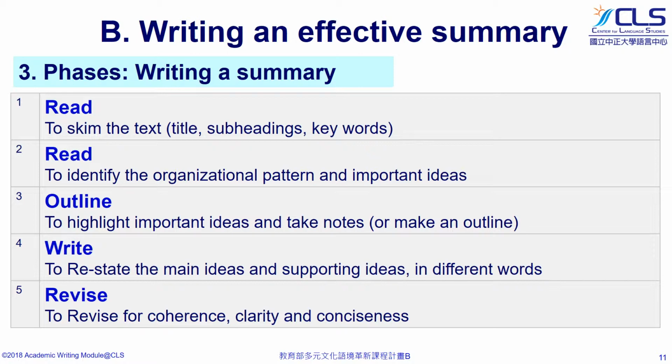Third, here are the phases for writing a summary. First, we read to skim the text. We can look at the title, subheadings, and keywords. Second, we read to identify the organizational pattern and important ideas. Third, we highlight important ideas and take notes or make an outline. The fourth, we restate the main ideas and supporting ideas in different words with the rules and techniques we have mentioned. Finally, we revise for coherence, clarity, and conciseness.